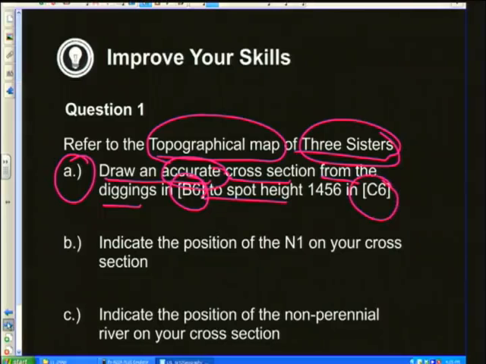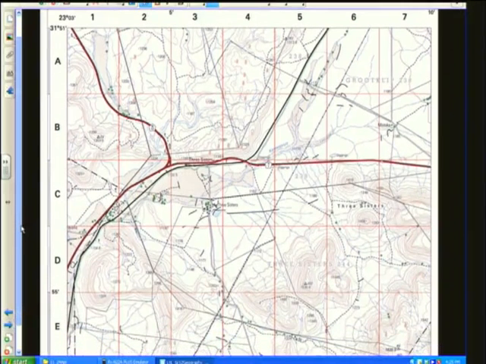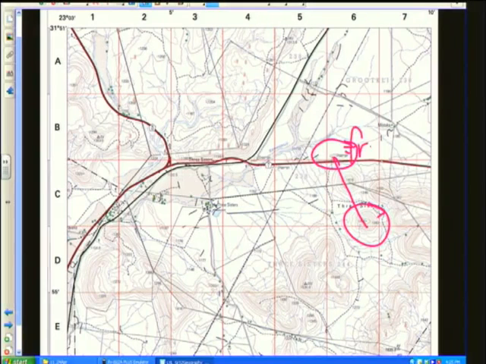Before we go to the map, I want you to focus on the following. The cross-section will deal with this particular topographical map and the diggings to that area there. Note the distance between the 2 points which we will be constructing. Note the closeness of the contour lines which we must be able to identify. Note the from point in this example is the diggings, which represents, in this case, a mining area. And the other point is at spot height 1456.